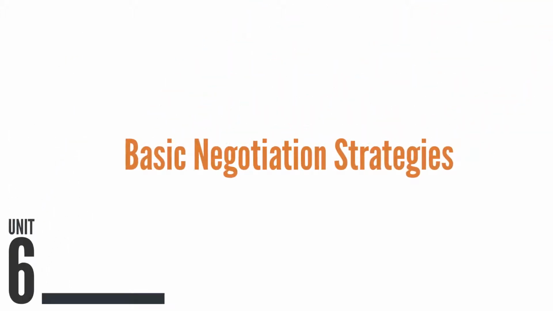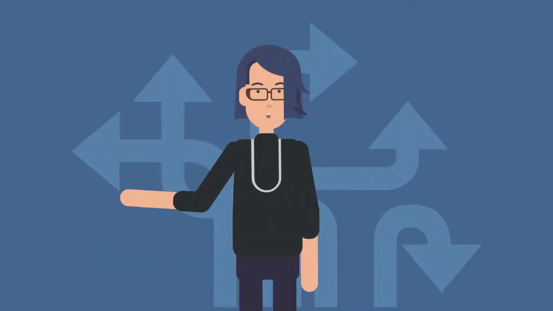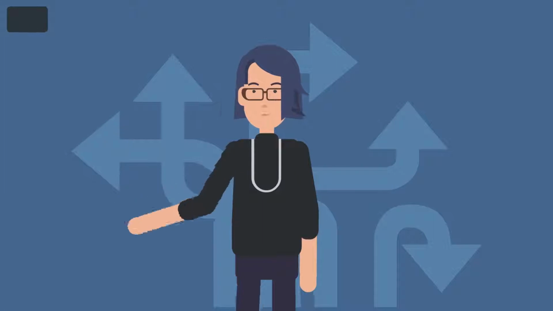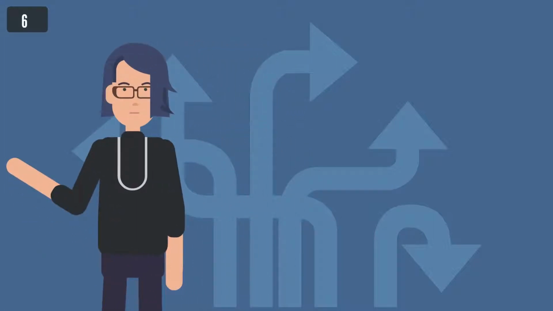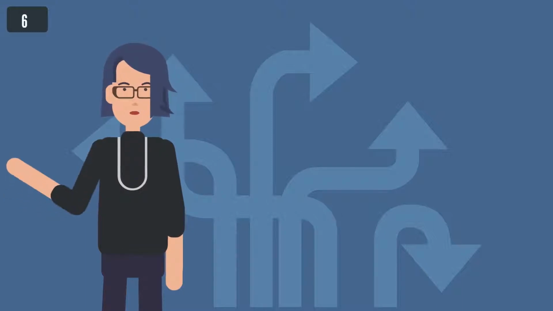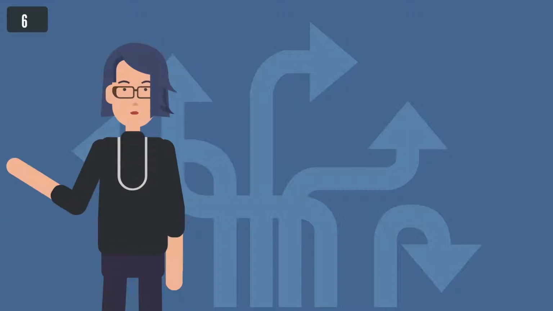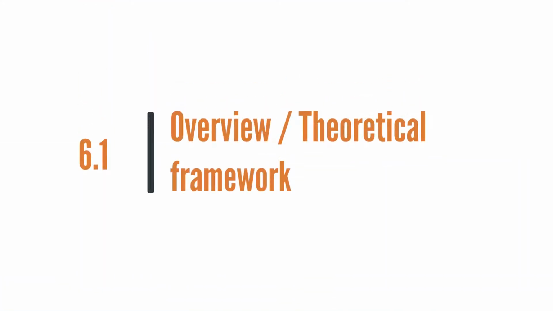Unit 6. Basic Negotiation Strategies. This unit is designed to introduce the negotiation strategies, their positive and negative sides. It will familiarize you with the importance of additional negotiation power. After acquiring knowledge from this unit, you will be able to recognize and implement different negotiation strategies.